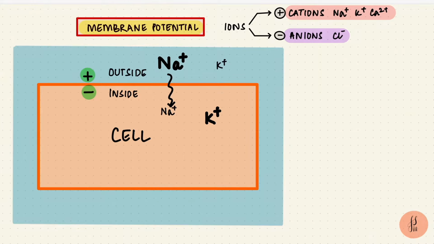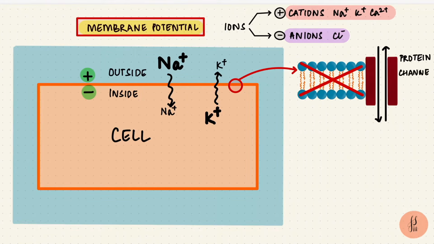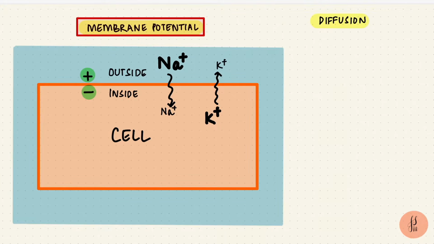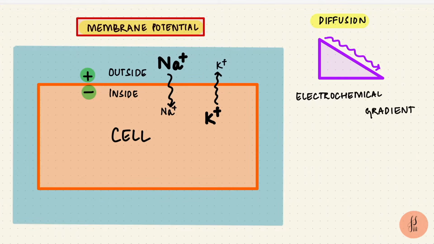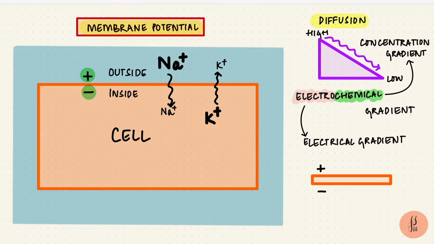Ions can diffuse across the membrane, not through the lipid bilayer because they're water-soluble, so they use protein channels. Diffusion is the movement of a solute along their electrochemical gradient. Chemical refers to the concentration gradient, from high to low concentration. The electro part of this refers to the electrical gradient. If we assume one side of the membrane is positive and the other is negative, a positive ion would move from more positivity to lesser positivity, and a negative ion from more negativity to lesser negativity. And that's a little bit about diffusion that you'll need to know.